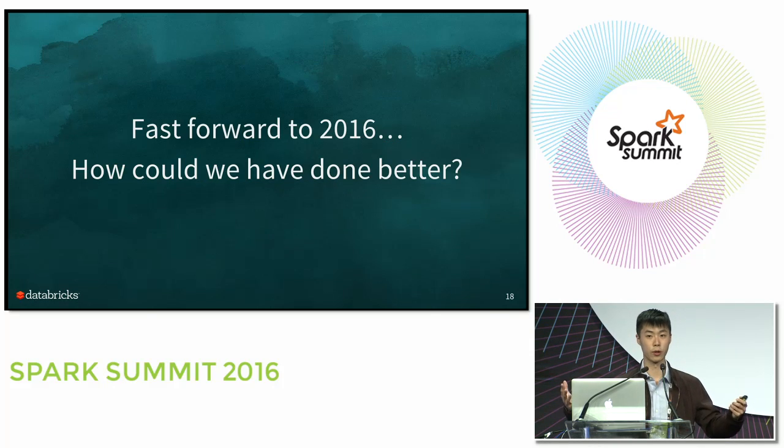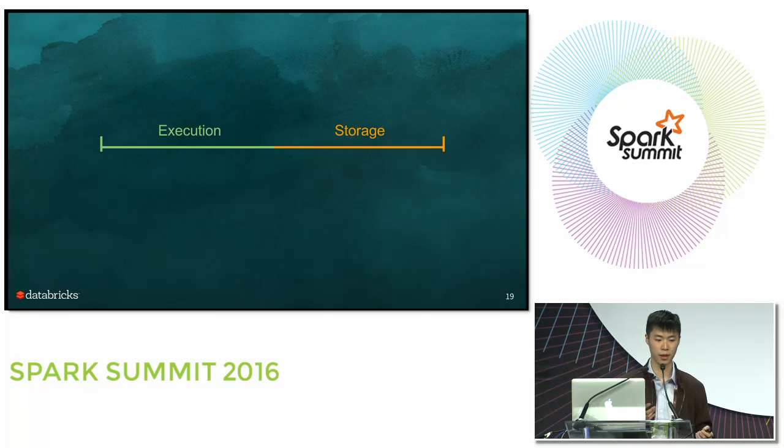So let's fast forward to 2016. What are some things that we could have done a little better? Well, what about instead of expressing execution and storage in terms of two separate chunks, we express it in terms of one unified region, such that they both share. So as an example, if I try to acquire more execution memory, I might borrow from the storage space if there's not any storage memory being used.